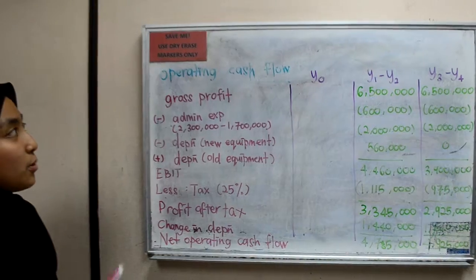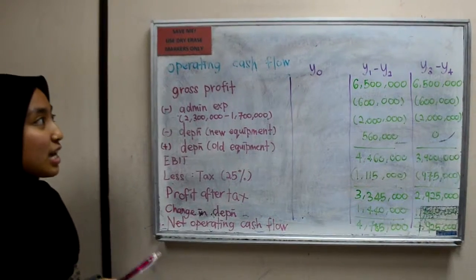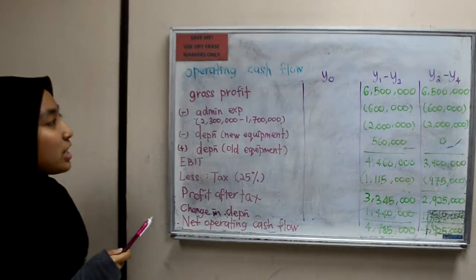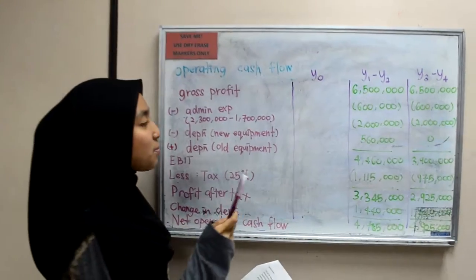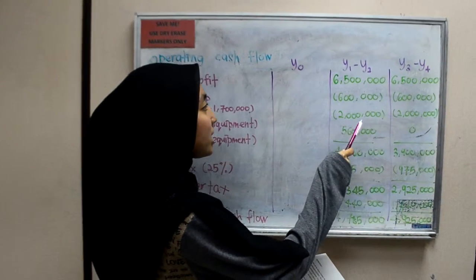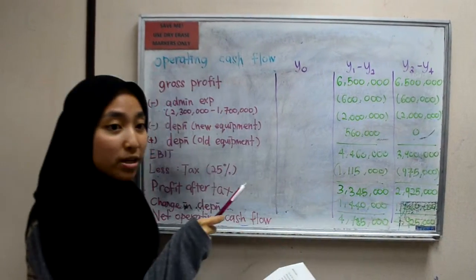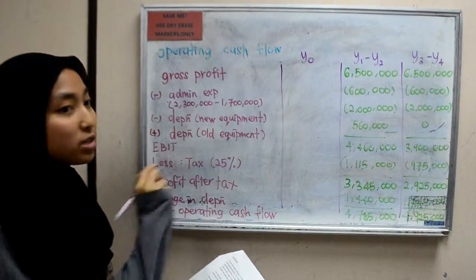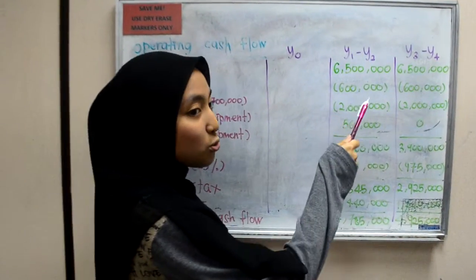Yes. I will explain the second step for this cash flow. Second step is operating cash flow. The reason why we separate year 1 with year 2 and year 3 with year 4 is because the old equipment, its remaining balance is 2 years, which consists of year 1 and year 2.